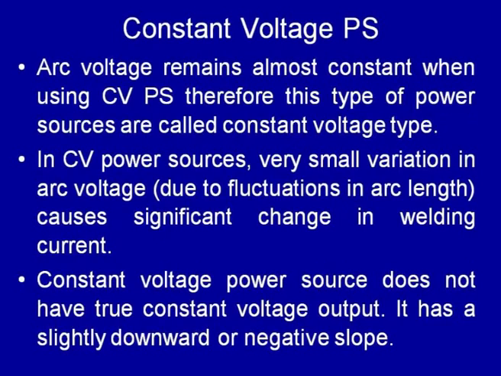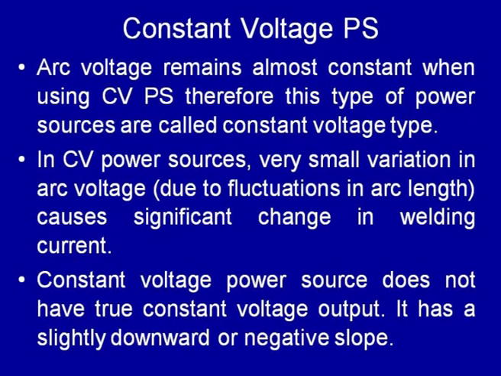Now we will see another important characteristic of the power source, the constant voltage power source. We can have the constant current type of power source, or the constant voltage type, and power sources with the rising characteristic type. We have seen the constant current type, where variation in arc length causes variation in arc voltage without much change in the welding current. That helps in developing a smooth and stable arc and a uniform weld joint.